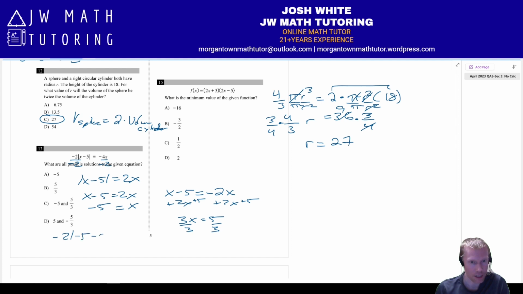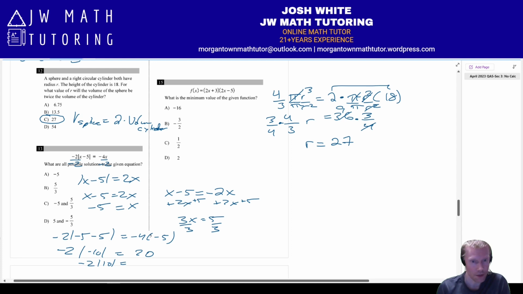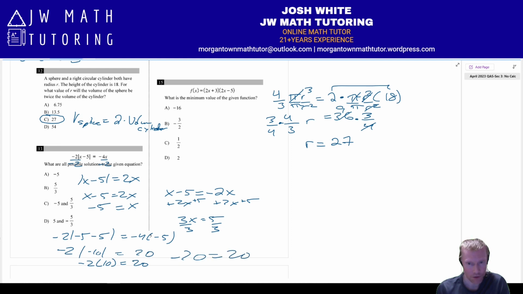I'm going to plug in negative 5 for x. So we do that on both sides. And we're going to get negative 2, okay, negative 10. On the right side, notice you get positive 20. However, on the left side, the absolute value of negative 10 is going to be positive 10. And then when you multiply that by the negative 2 out front, you are going to get negative 20.